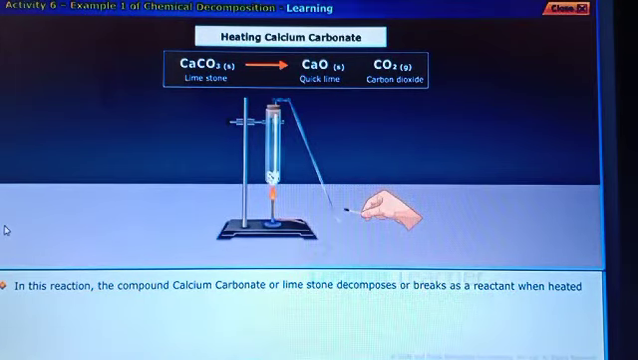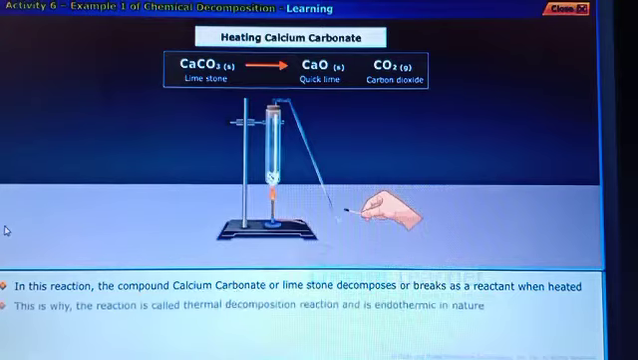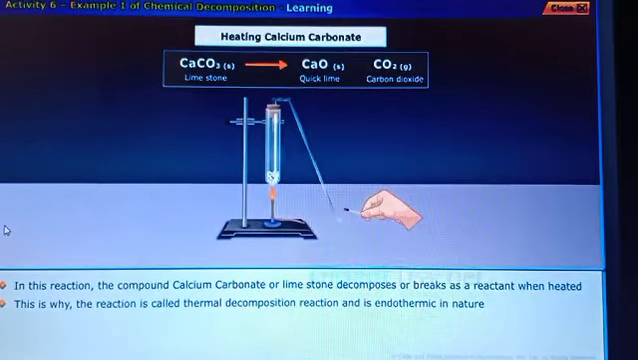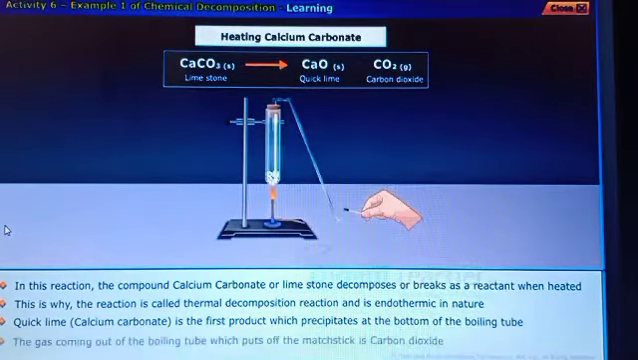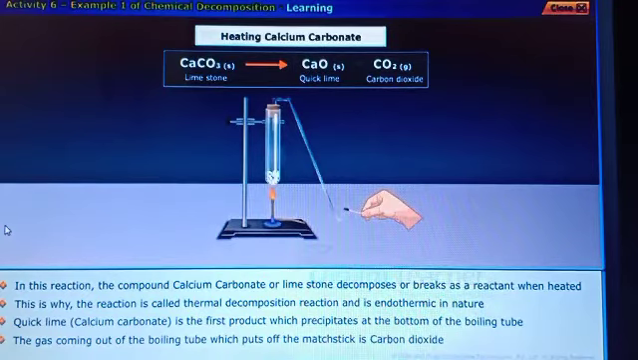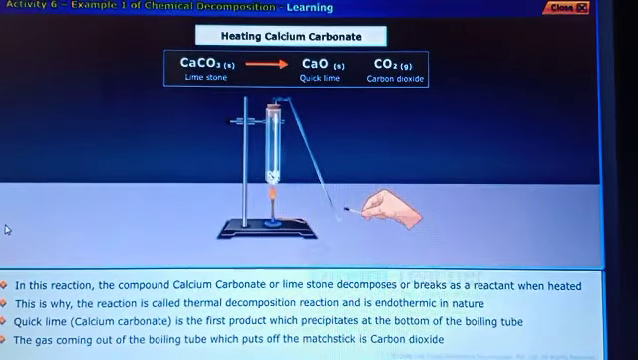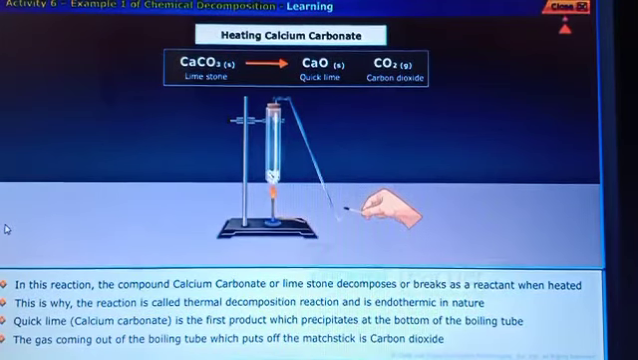In this reaction, the compound calcium carbonate, or you can say the limestone, breaks as a reactant when the heat is applied. This is why the reaction is called the thermal decomposition and endothermic decomposition process. Here the quicklime is the first product, with the precipitate at the bottom of the boiling tube, and the gas which is evolved is carbon dioxide.